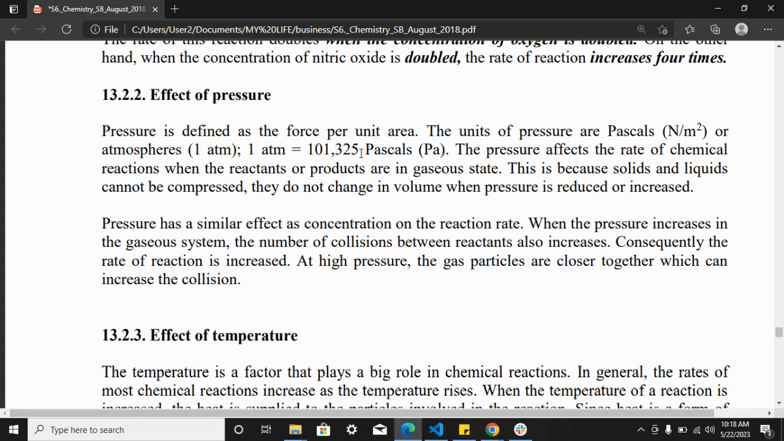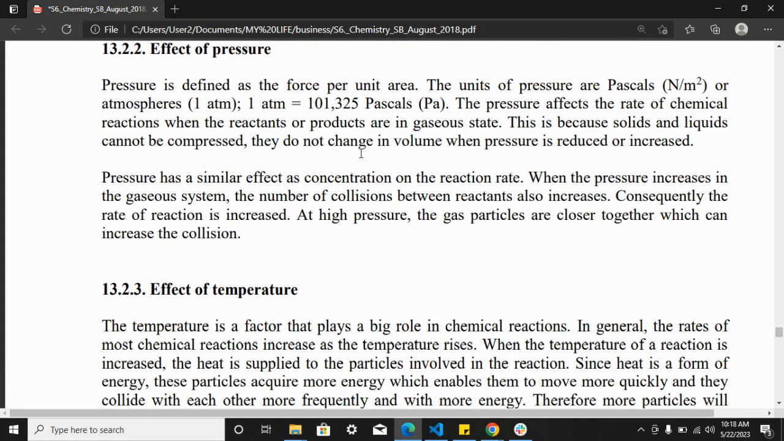Now let's see the effect of pressure. We are going through all the factors. Pressure applies to gases.